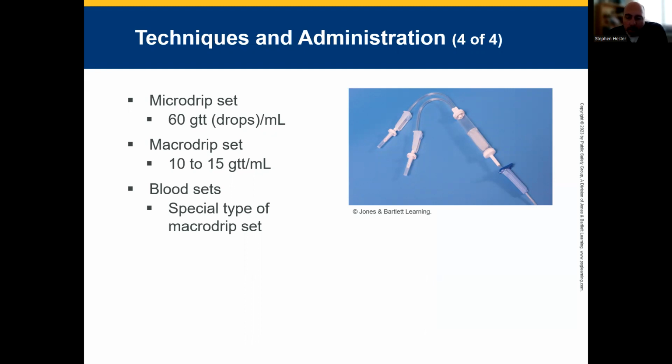So we have a 60 drop set here, which is a micro drip. Usually it is small and it's ideal for your pediatric patients so that you don't fluid overload them. Your macro drip is 10 to 15 drops per minute. That's what we usually use for most adult patients. And then your blood sets. These blood sets are a special type of macro drips.